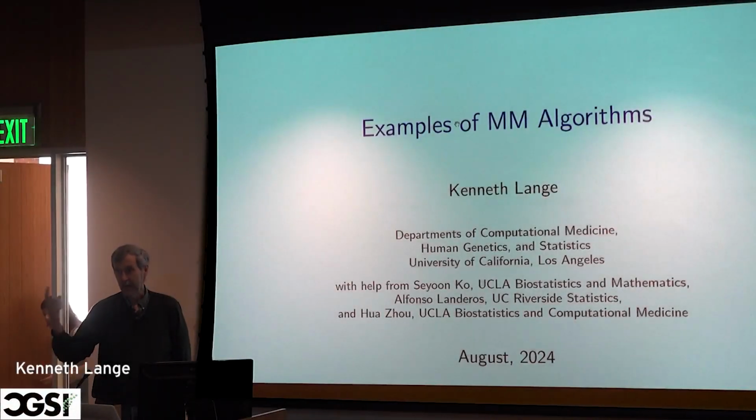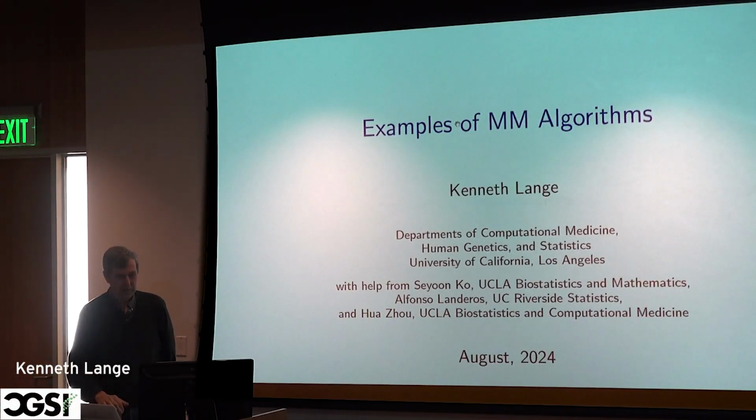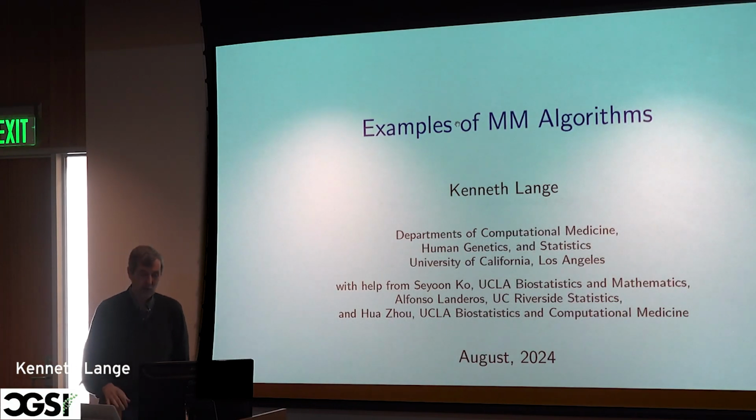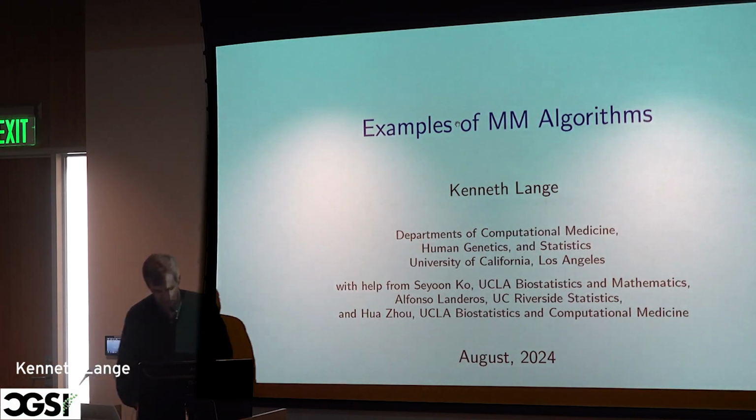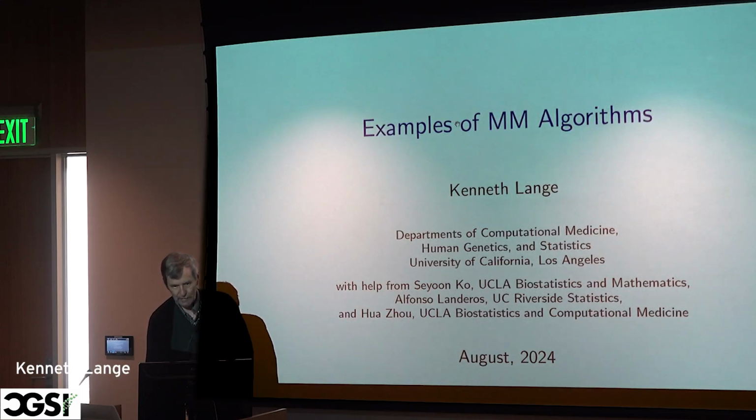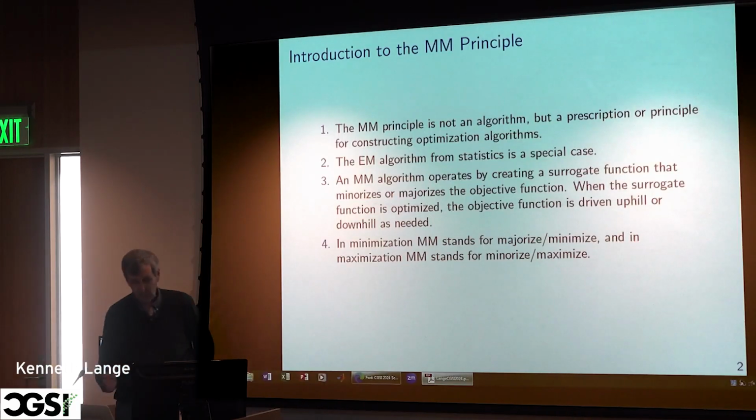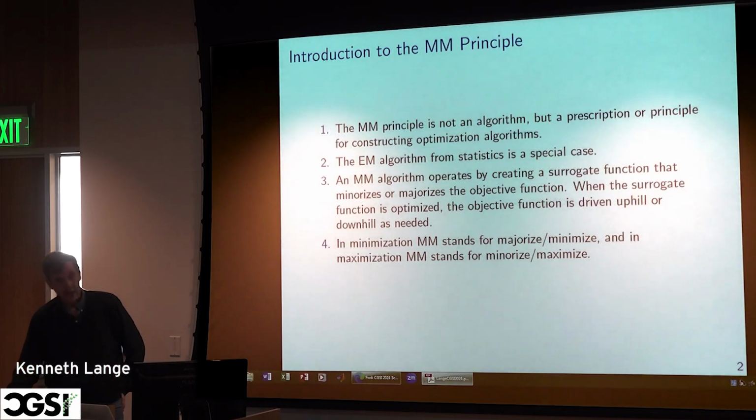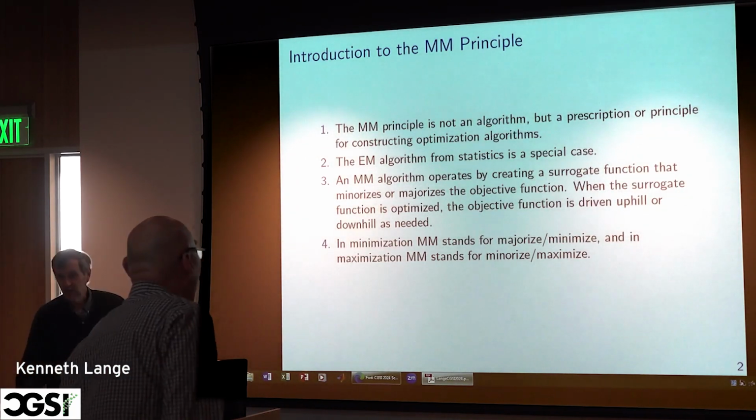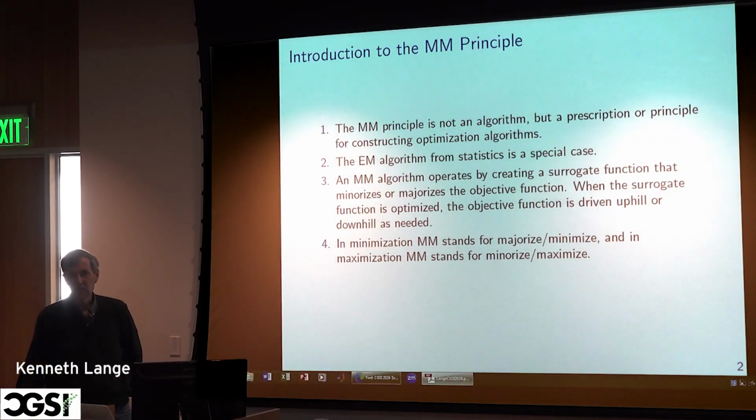This is going to be a math talk. There will be a little genomics in it, but mainly mathematics. So I'm glad it's the start of the day where you're still awake. We'll get started here. So I'm going to talk about something called the MM principle. And this is a device or a principle for constructing optimization algorithms.